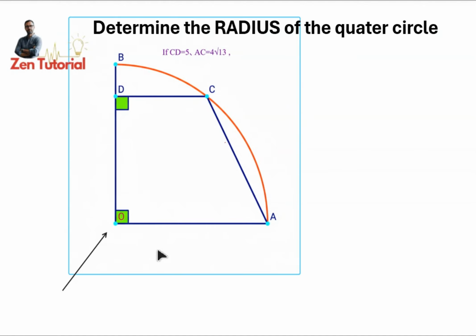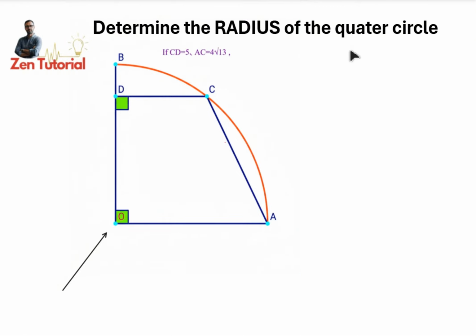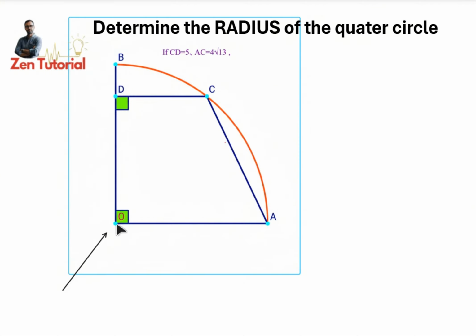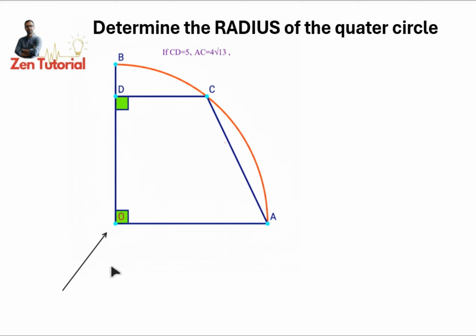Welcome to today's session. Here, the arc marked by the red line represents a quarter cycle, or one quarter of a circle, and we have to determine the radius of the circle. Let's consider O the center of the quarter circle, or the center of the circle.